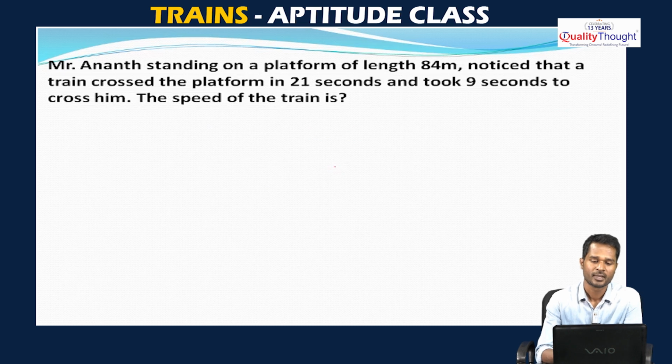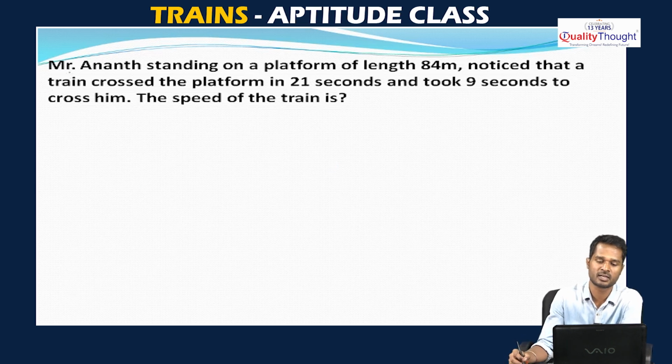See the question. Mr. Ananth, standing on a platform of length 84 meters, noticed that a train crossed the platform in 21 seconds and took 9 seconds to cross him. Then the speed of the train is?